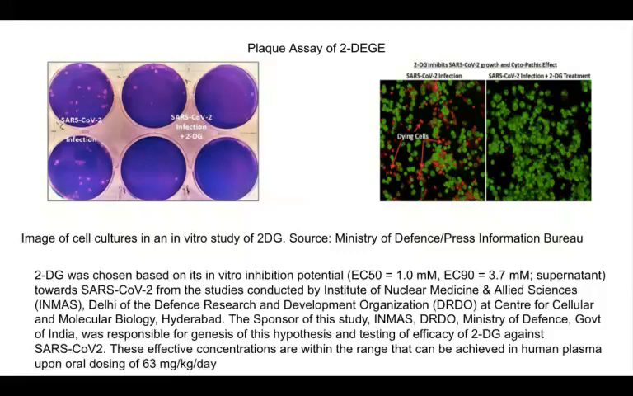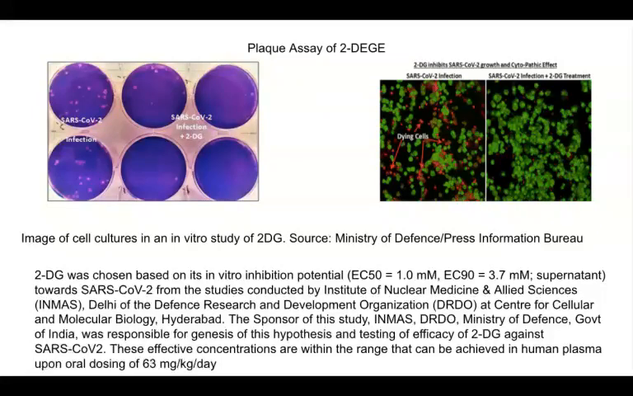I'm sure a lot of you, or many of us, would have seen these images, which were made very popular by media, social media, television, newspapers, which are these plaque images of the 2-DG drug that has been recently introduced as a new ammunition in fighting COVID-19. Although there is not much published data, these were some images that were published by the Press Information Bureau.